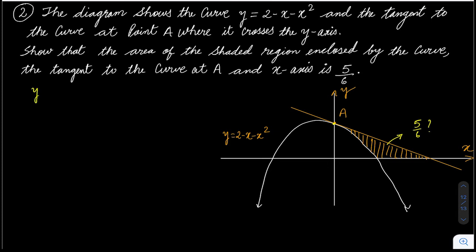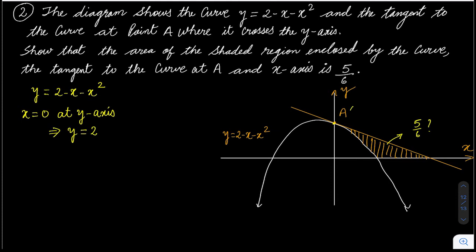So this is my curve, y equal to 2 minus x minus x square. And when it crosses the y-axis, it means x is 0. Right? x is 0 at the y-axis. So let's substitute x as 0. I'm getting y as 2. Okay, very good. Now we have point A, (0, 2). Next thing I will need is the tangent at A. So I will now have to find the equation of the tangent at (0, 2) for this curve.